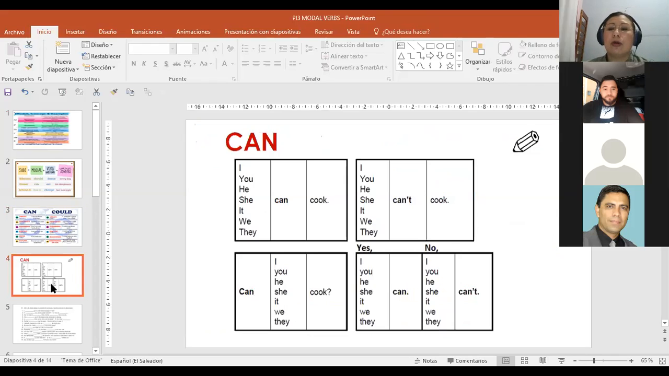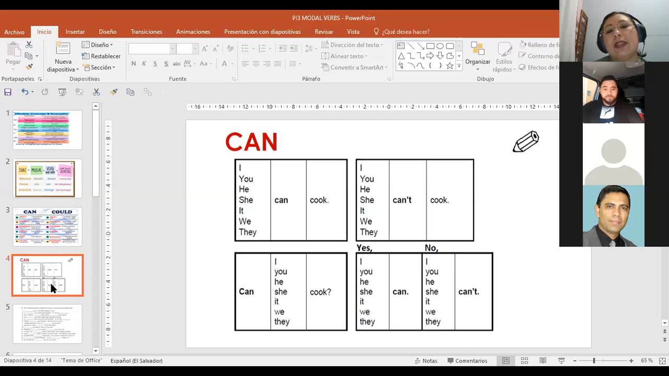Now we are going to go through the structure. In affirmative or positive sentences, you can say, I can cook. It means I have the ability, the skills to cook. So, I can cook. You can cook. He can cook. She can cook. It can cook. We can cook. They can cook.